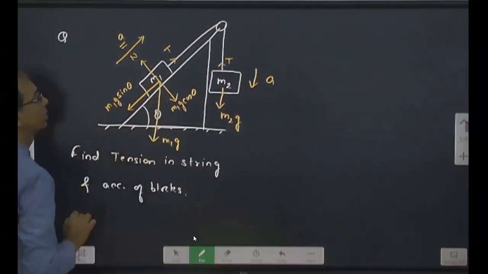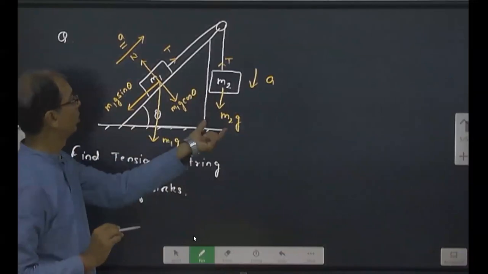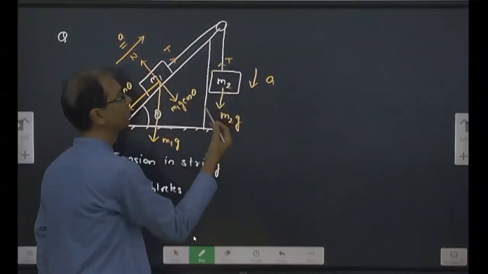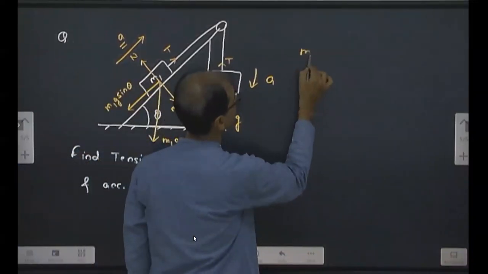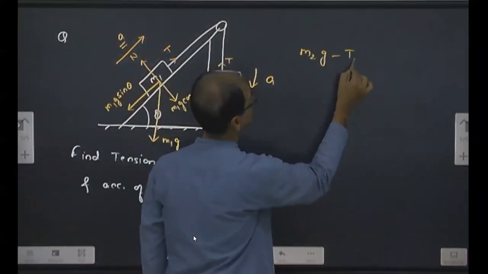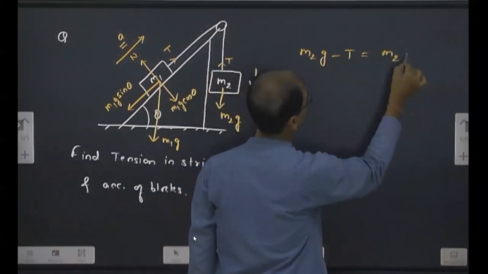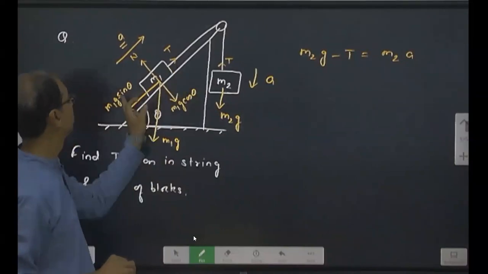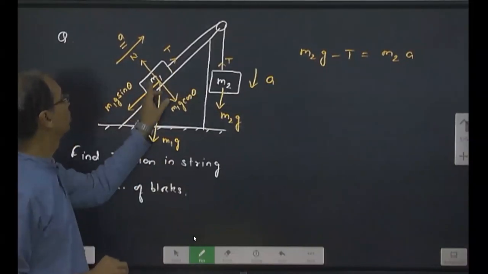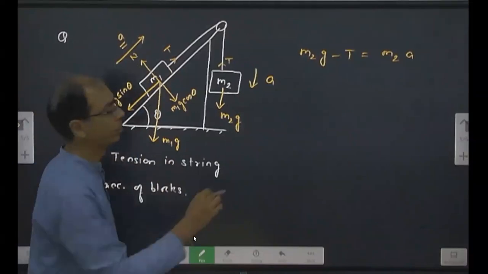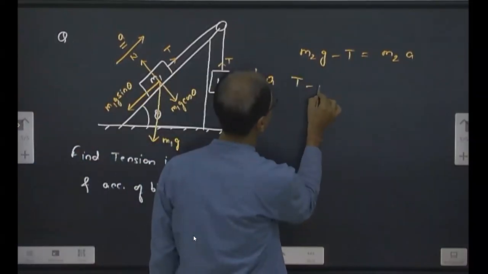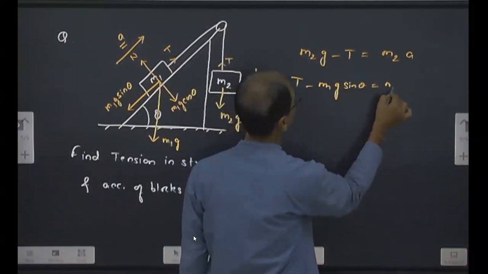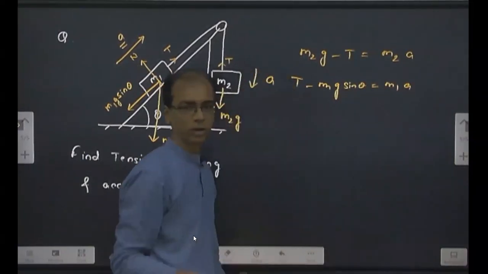Now let's make the equation for them also. First for this block, then for this block. So first for this block again, what is the resultant? M2G minus T, so M2G minus T equal to M2A. Here T is greater, so T minus M1G sin theta equal to mass into acceleration. So T minus M1G sin theta equal to M1A. Both equations we have written.